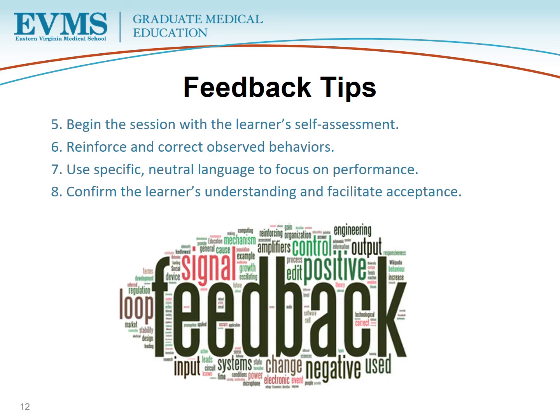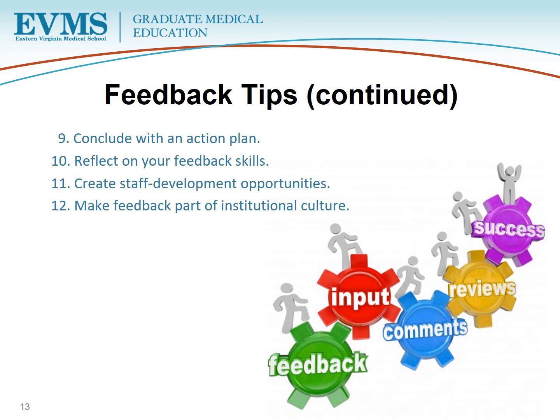Number 5, begin the session with the learner's self-assessment. Number 6, reinforce and correct observed behaviors. Number 7, use specific neutral language to focus on performance. Number 8, confirm the learner's understanding and facilitate acceptance. Number 9, conclude with an action plan. Number 10, reflect on your feedback skills. Number 11, create staff development opportunities. And finally, number 12, make feedback part of an institutional culture.